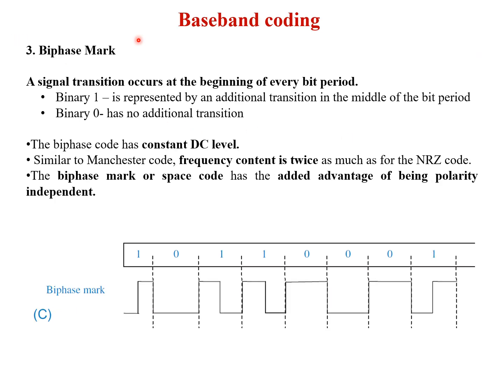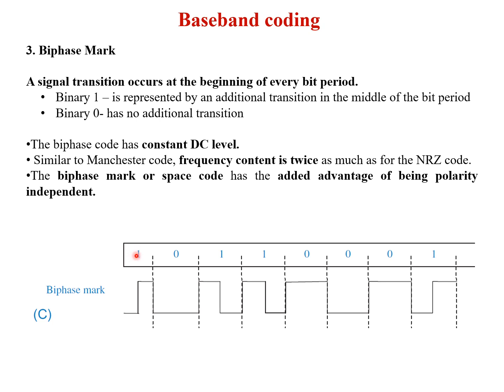Then biphase mark. The next type of encoding technique is biphase mark. The important thing is that there is a transition at the beginning of every bit interval. Signal transition occurs at the beginning of every bit period, and 1 is represented by an additional transition in the middle of the bit period. For 0, no additional transition. This binary code has a constant DC level. Similar to Manchester code, the frequency content is twice as much as for NRZ code. The biphase mark or space code has the added advantage of being polarity independent.